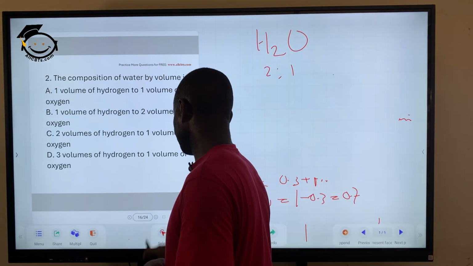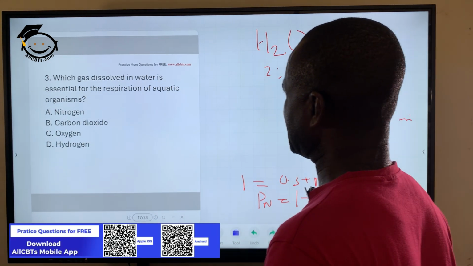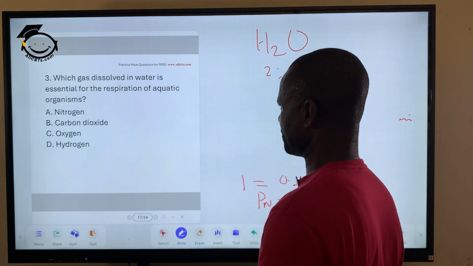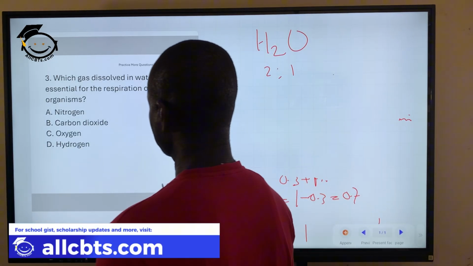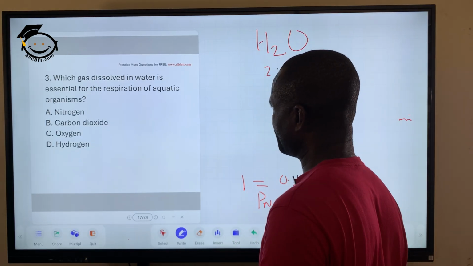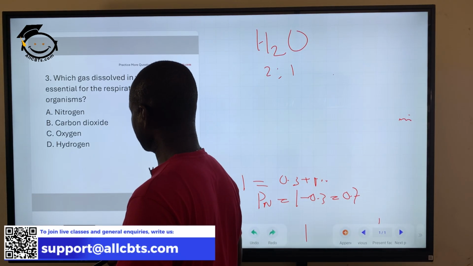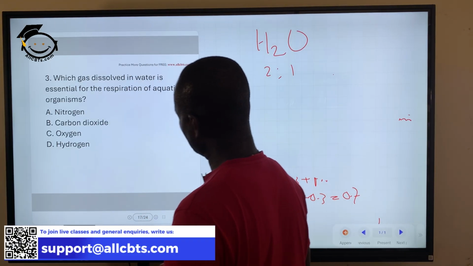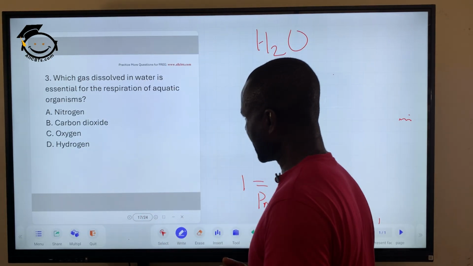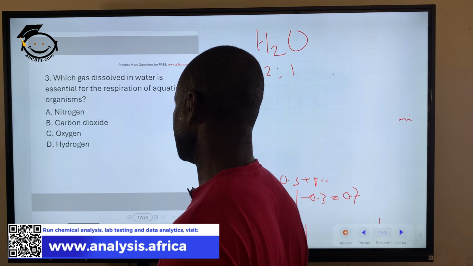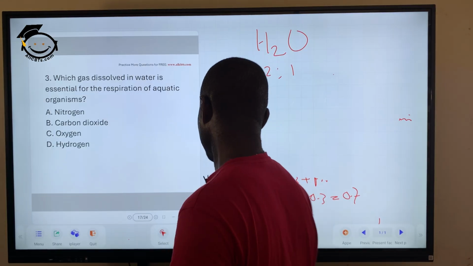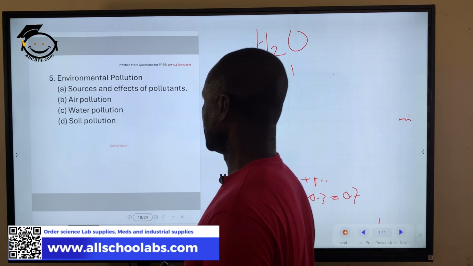Next question. Which gas dissolved in water is essential for the respiration of our aquatic organisms? Yes, we said the solution of gases in water helps living organisms to thrive. So the gas essentially necessary for biological organisms is A, nitrogen, B, carbon dioxide, C, oxygen. The correct answer is oxygen. Oxygen dissolves readily in water for biological organisms to respire.